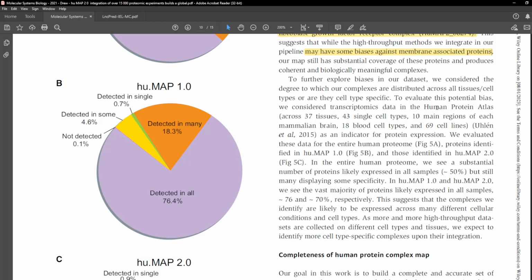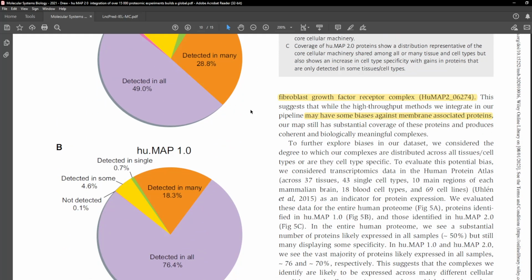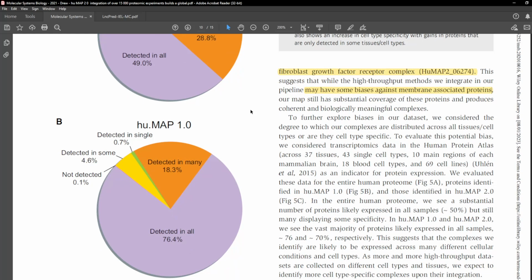We evaluated these data for the entire human proteome (Fig 5a), proteins identified in Hu.MAP 1.0 (Fig 5b), and those identified in Hu.MAP 2.0 (Fig 5c). In the entire human proteome, we see a substantial number of proteins likely expressed in all samples, 50%, but still many displaying some specificity. In Hu.MAP 1.0 and Hu.MAP 2.0, we see the vast majority of proteins likely expressed in all samples, 76 and 70%, respectively.